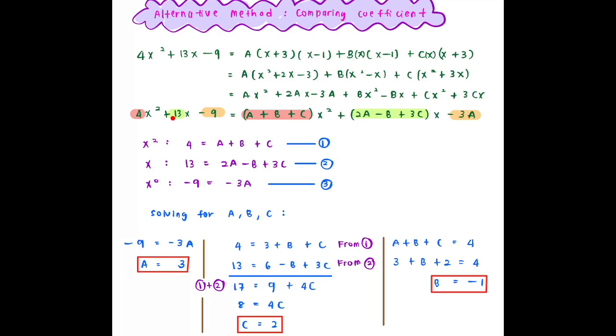For equation number 2, this is the coefficient for x. On your left hand side it is 13, on your right hand side it is 2A minus B plus 3C. So this is equation number 2. And the last one is for the constant. Your left hand side is minus 9 and your right hand side is minus 3A. Let's see, what can you solve first? Obviously you can solve the third equation, which is minus 9 equal to minus 3A. Therefore A is equal to 3.